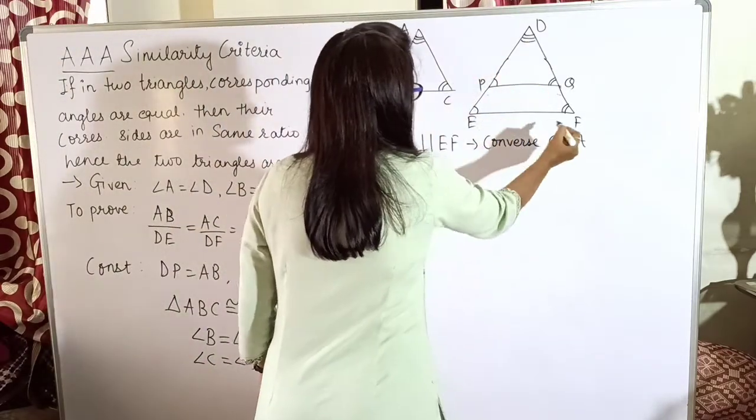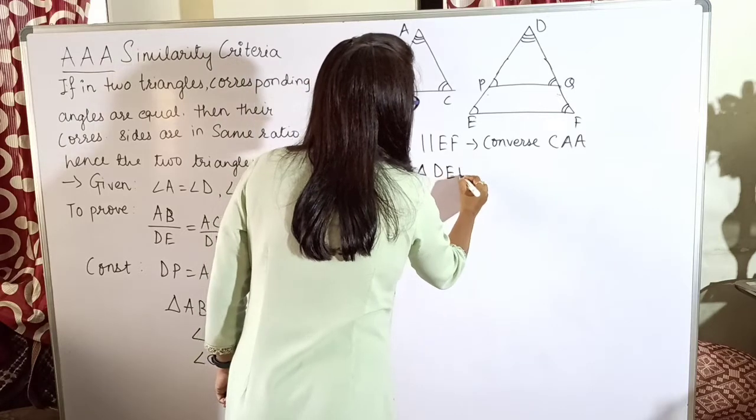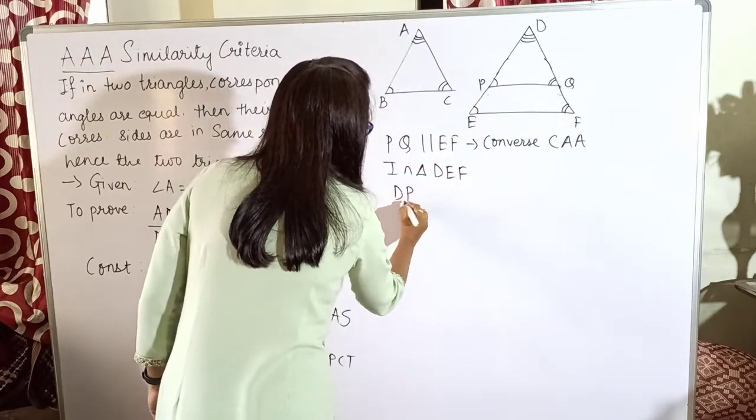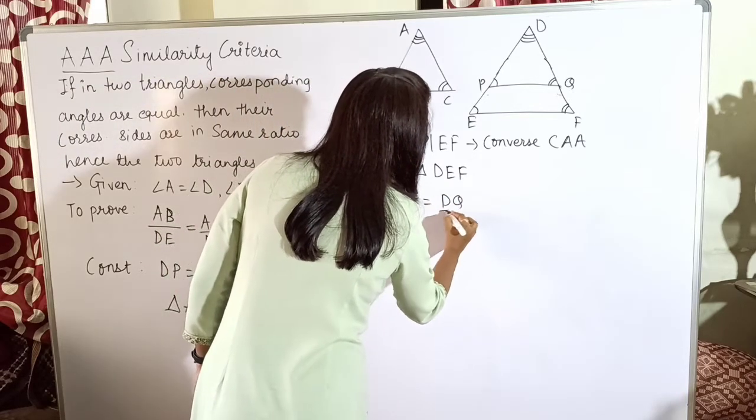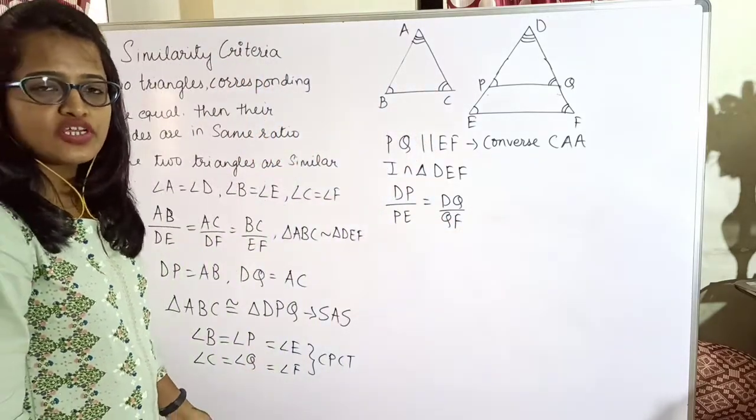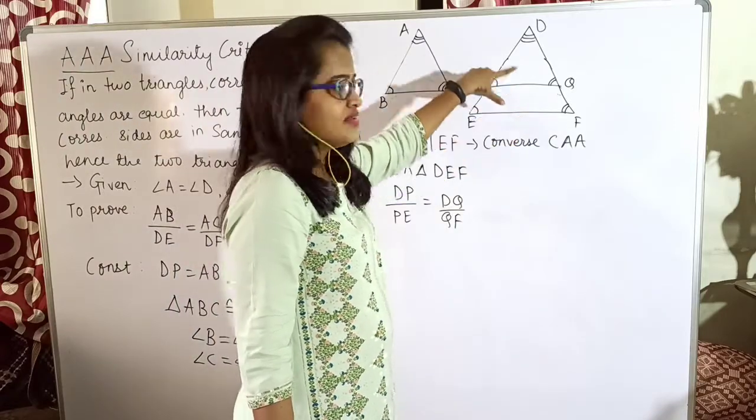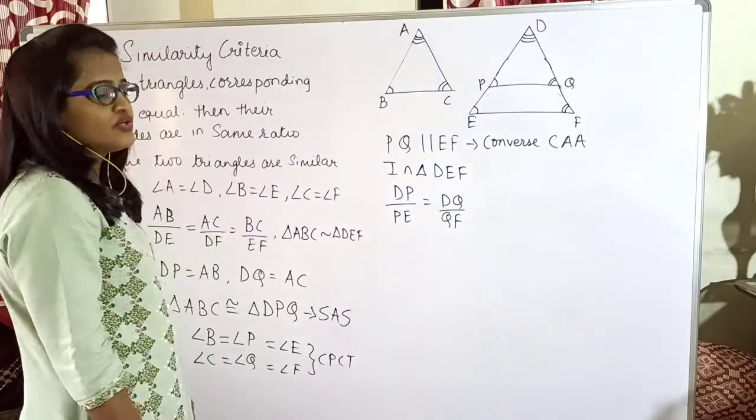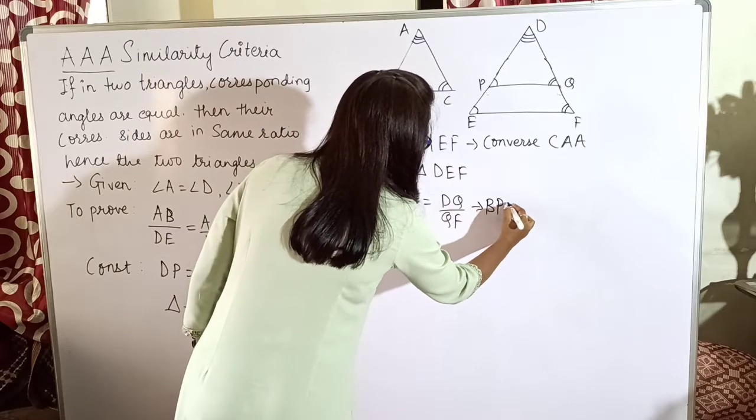So in triangle DEF, if PQ is parallel to EF, which means DP upon PE is equal to DQ upon QF. Why? Basic proportionality theorem. A line parallel to one side of the triangle divides the other two sides in the same ratio. So DP by PE is equal to DQ by QF. Okay, reason: basic proportionality theorem.